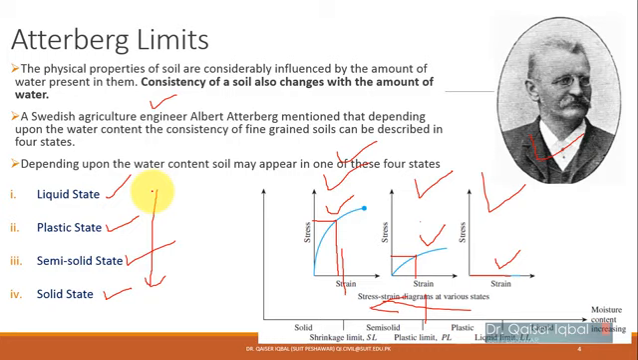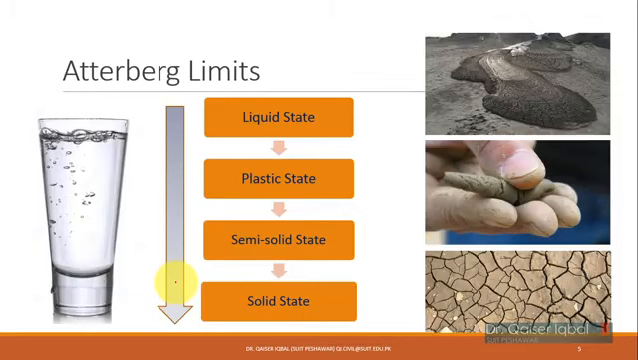So it will become liquid state, but if you keep on drying it, it will reach a point that will become plastic. If you further keep on drying it, it will reach the semi-solid, and in the end the soil will become completely solid. So it all depends on the amount of water content present in a given soil. That means that if you put a lot of water in a soil, initially it will be liquid state, but if you keep on reducing its moisture content, it will turn into a plastic.